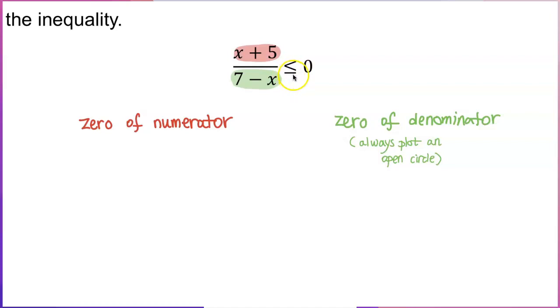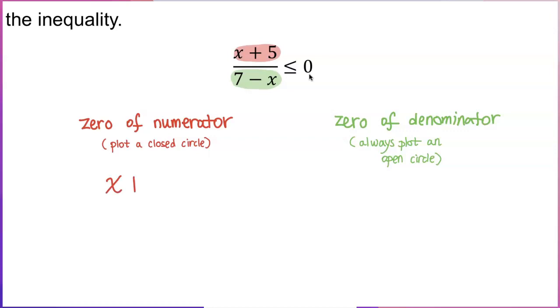So because of that bar underneath, the less than or equal to bar, we are going to plot a closed circle. A closed circle indicates that this value is a solution to this inequality. And whatever makes the numerator 0 will make the entire fraction or rational expression 0. So that can be the solution to this inequality. So let's go ahead and find those zero points.